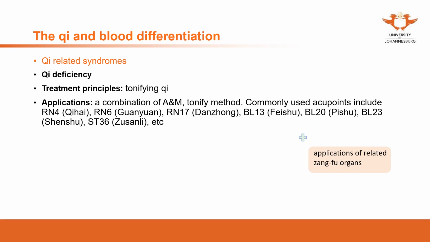Ren 17, 膻中, is the Qi meeting point in the chest. Bladder 13, 20, 23, 肺腧, 脾腧, 肾腧, the lung, the spleen, and the kidney. These are very important for the Qi. So we can use acupuncture with reinforcing technique or the Moxibustion.